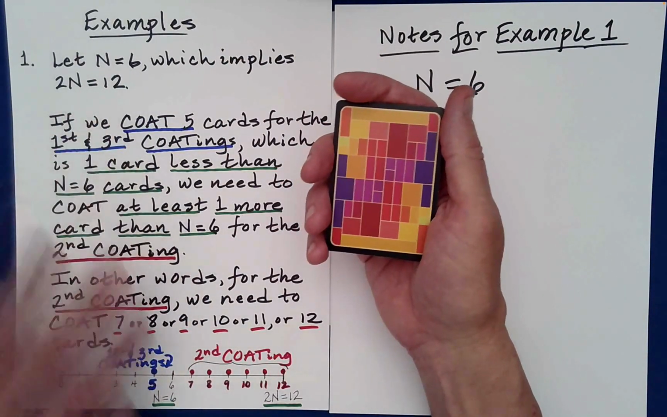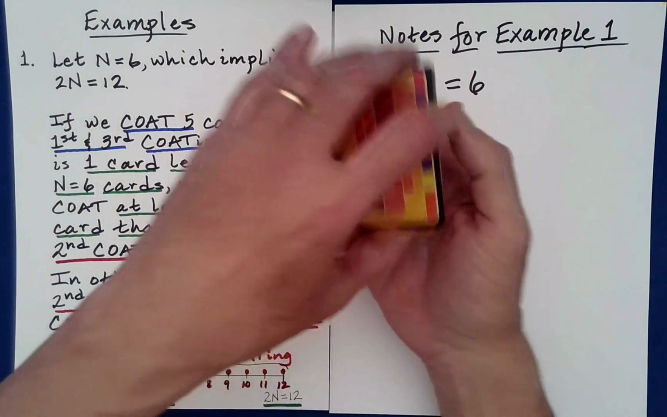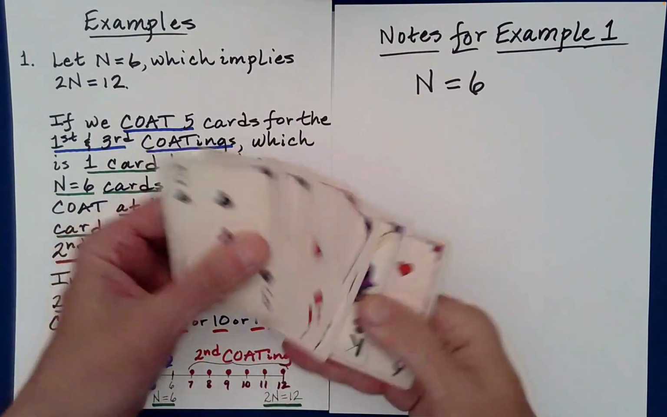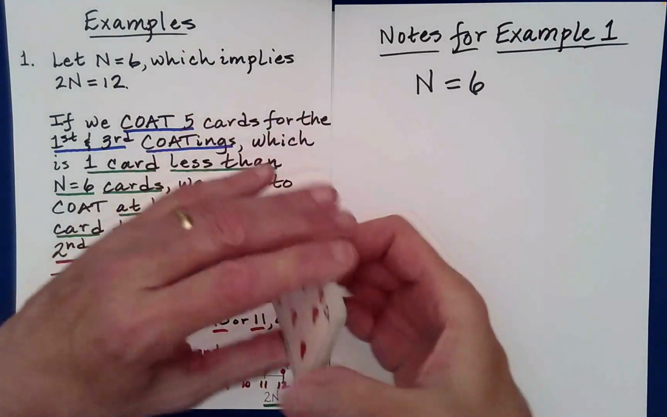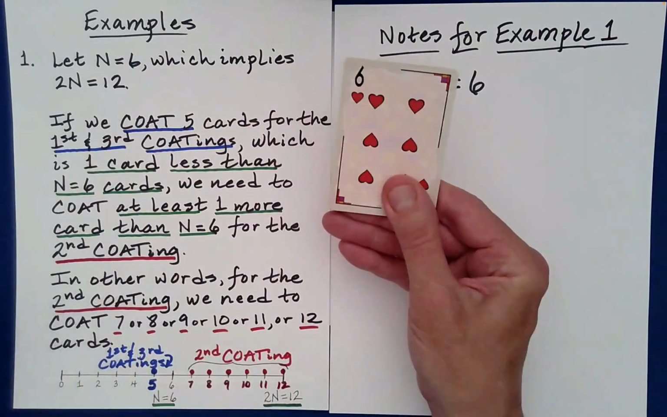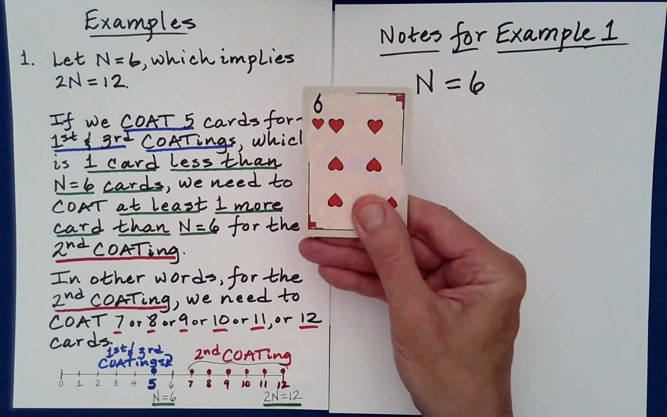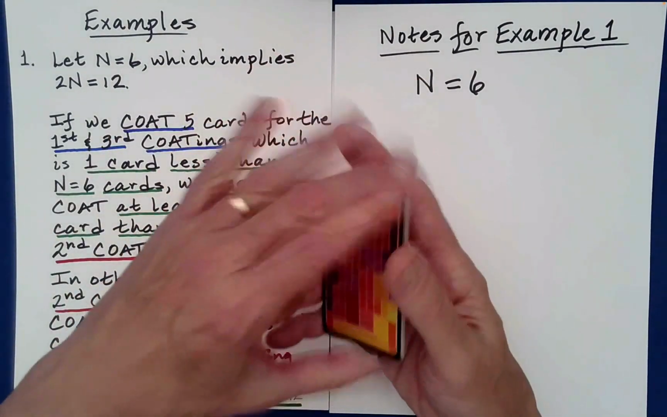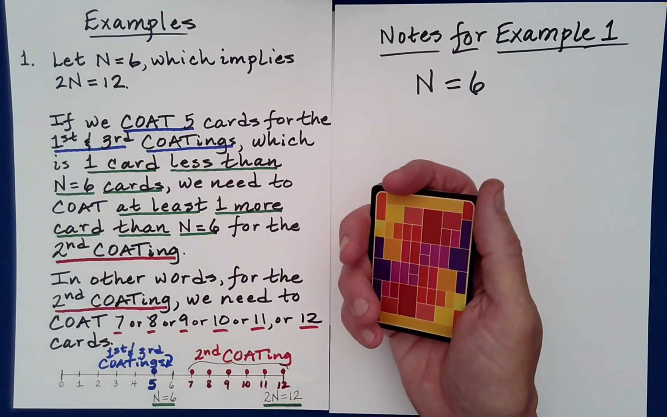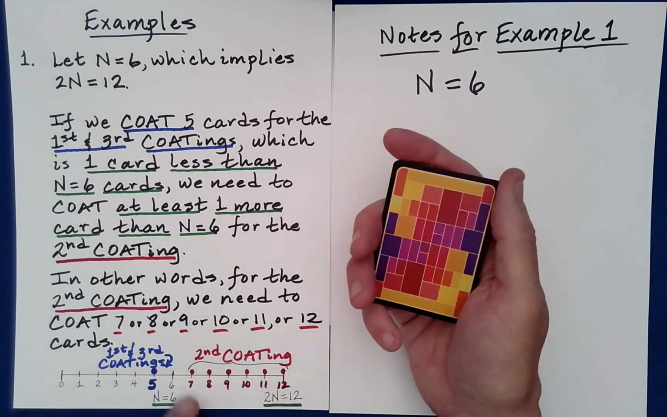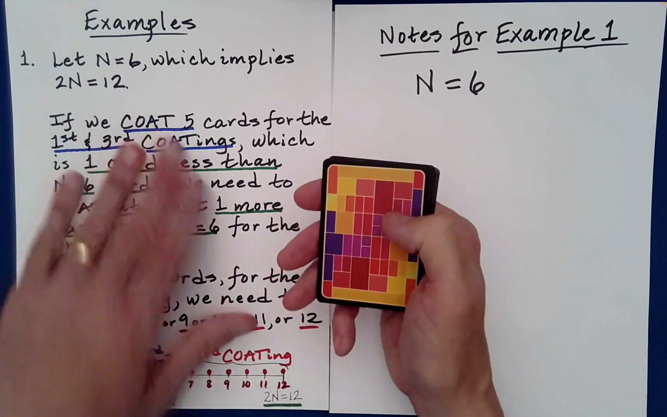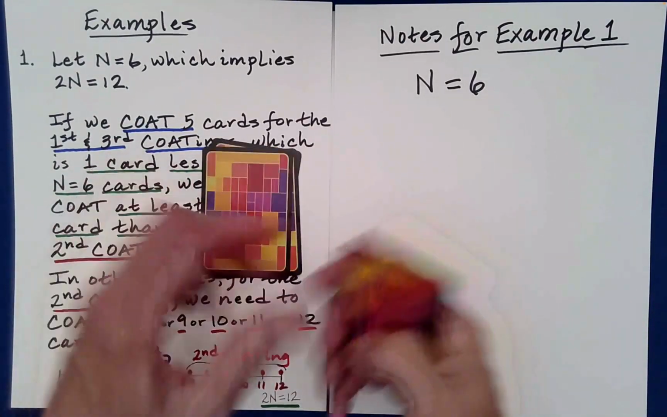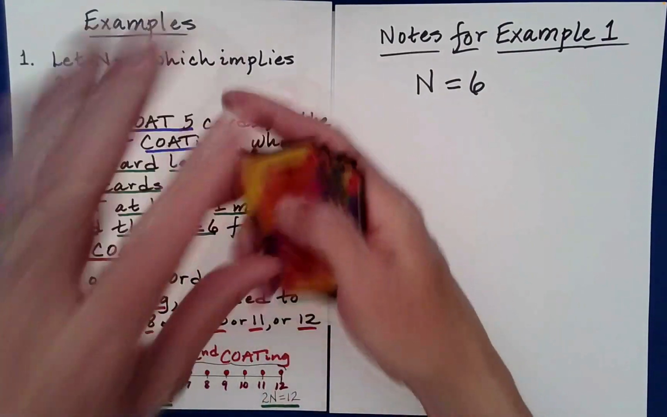Why don't we just do this one more time with one of the other values? It really is hard to believe. So let's say, just to keep things from getting too confusing and making you remember too many different cards, we'll stick with our 6 of hearts here. Okay, and we'll keep our coating of 5 for the first and third coatings, but then we'll change the second coating. So we'll go ahead and coat 5. 1, 2, 3, 4, 5. Okay, now you're free to choose any of these.